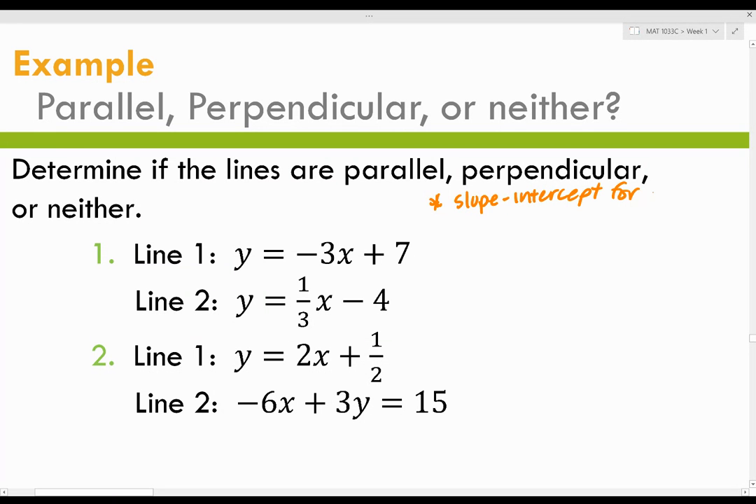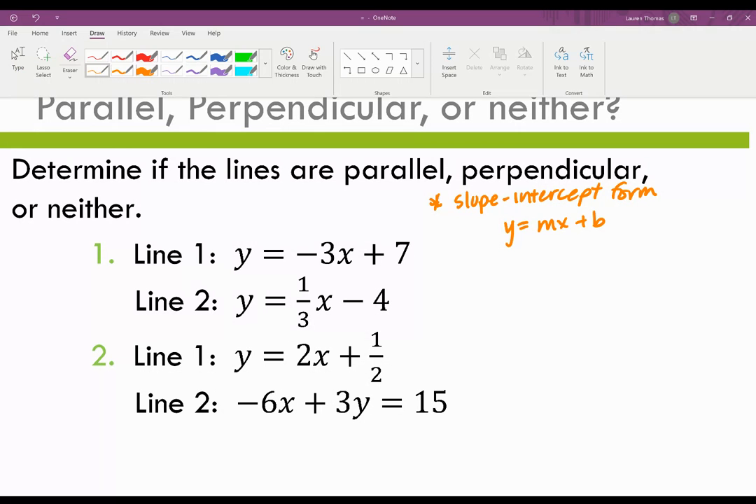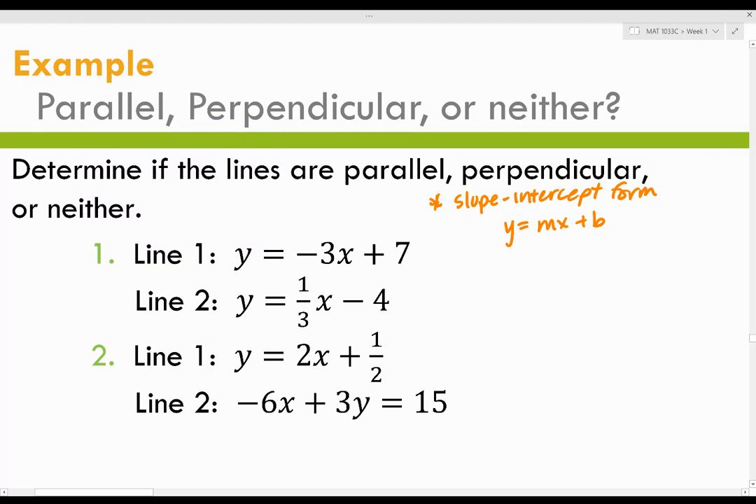Okay? Remember, they need to be in slope-intercept form because that is the only form that by looking at the equation, you are able to distinguish the slope and the y-intercept. So if we look at the lines that they gave us in number 1, we can see that our lines are in fact in slope-intercept form. So we don't have to do any additional work here. So now all we need to do is identify the slopes. Well, for line 1, the slope is negative 3, and for line 2, the slope is 1/3.